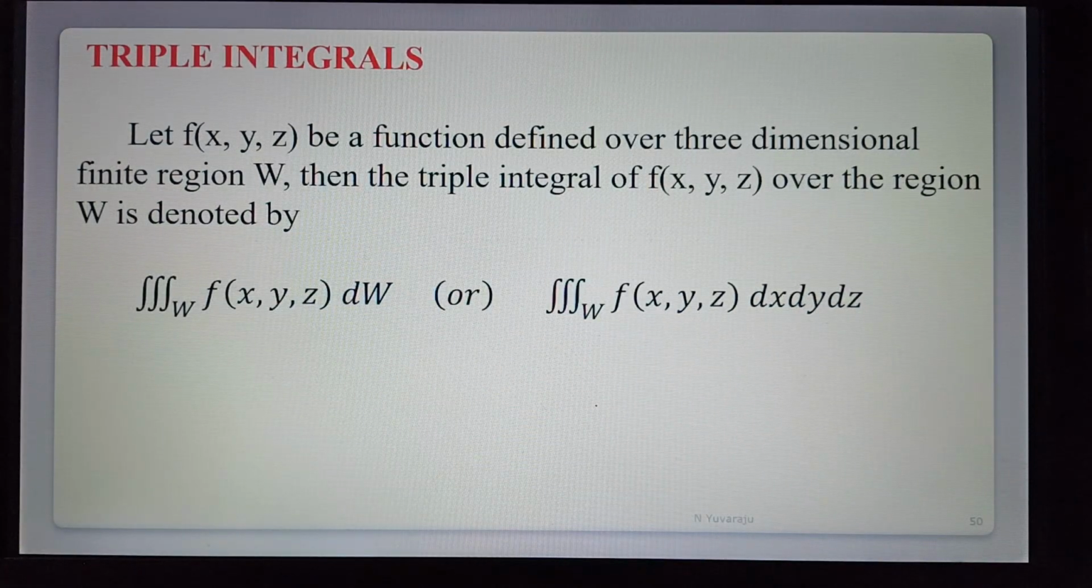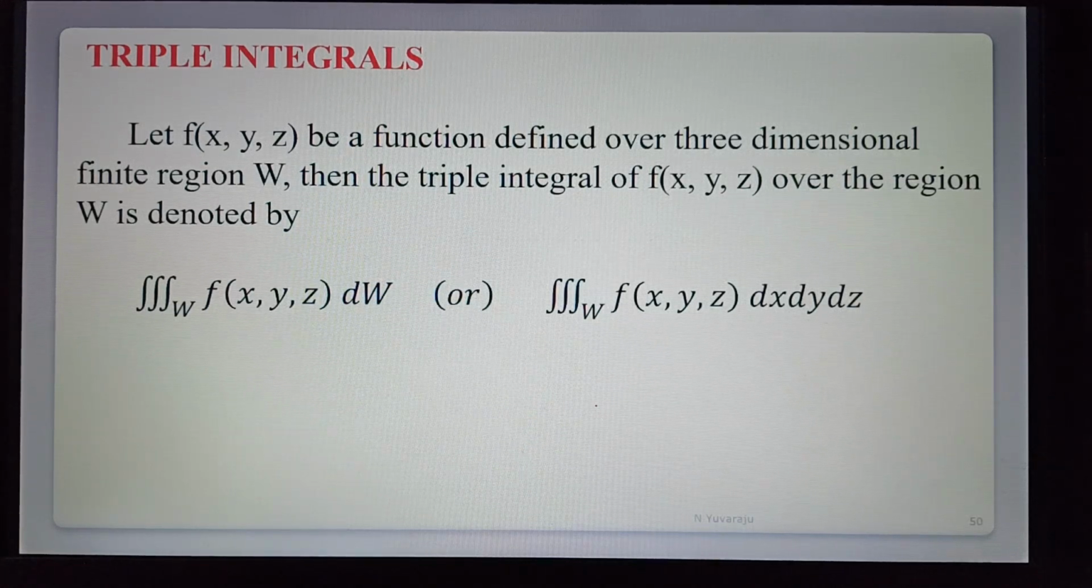Let f(x, y, z) be a function defined over a three-dimensional finite region W. Then the triple integral of f(x, y, z) over the region W is denoted by triple integration over W of f(x, y, z) dW, or integration over W of f(x, y, z) dx dy dz. This is called the triple integral, the three-time integration of a three-variable function.